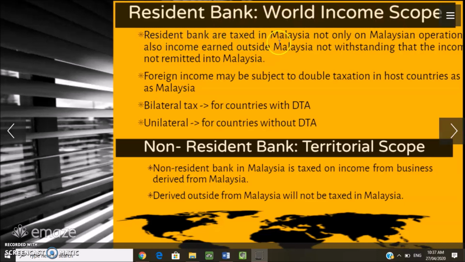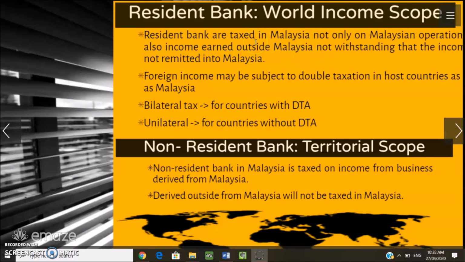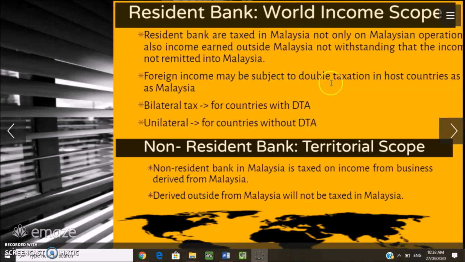Resident banks are taxed in Malaysia not only on Malaysian operations but also on income earned outside Malaysia, which means that income derived in Malaysia and outside Malaysia will be taxed. Foreign income may be subject to double taxation in the host country as well as Malaysia. Bilateral relief applies for countries with a double taxation agreement and unilateral relief for countries without a double taxation agreement.